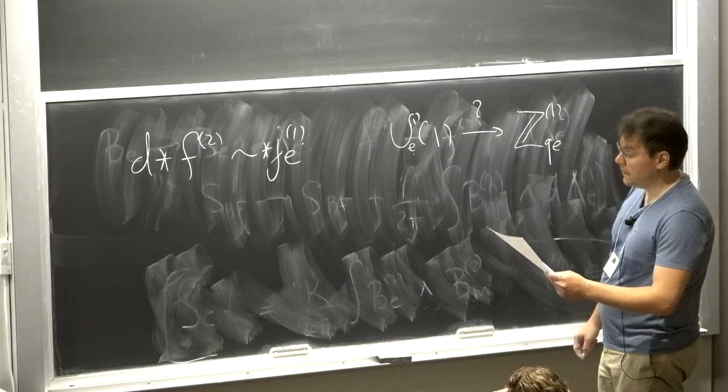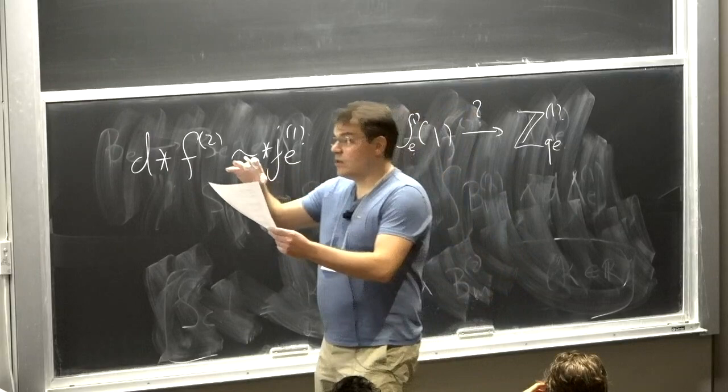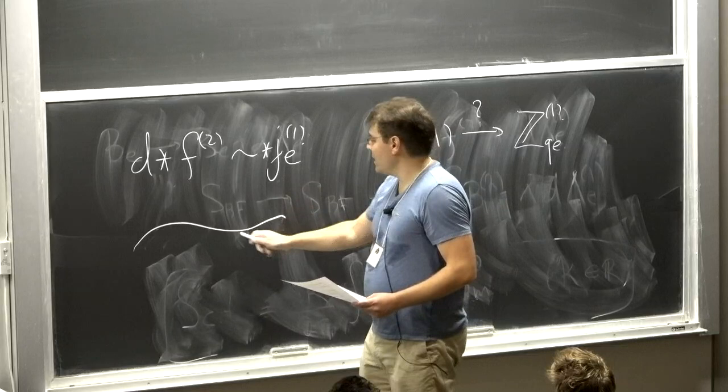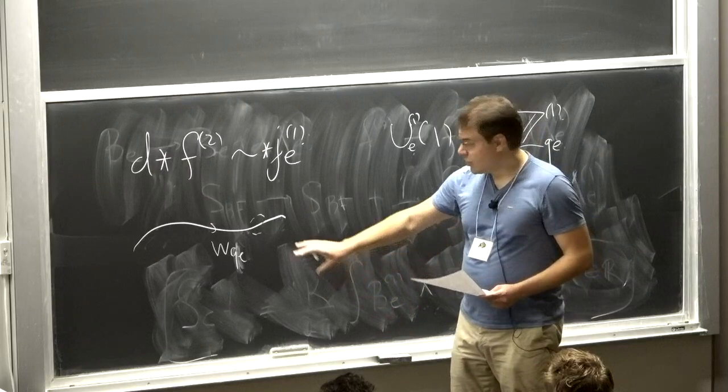Here is another way of saying that, which is more precise. Yesterday I mentioned that the electric one-form symmetry, electric flux conservation, was associated with the statement that any Wilson line of any charge cannot end, because you can measure the electric flux using the topological charge operators, and you can move those around, and that flux can never terminate.